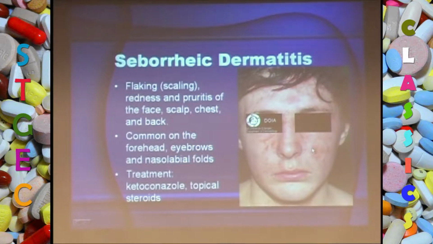This is commonly due to a specific form of yeast to which some patients tend to be very susceptible. Not everyone in the population is susceptible to this particular yeast strain, but for some people this yeast colonizes the face, and again it has a particular affinity to the areas where we produce sebum. Again, the face, the chest, the back, and so on.